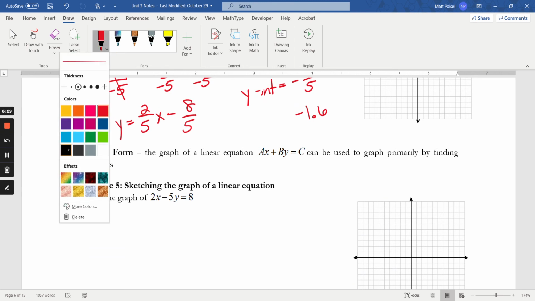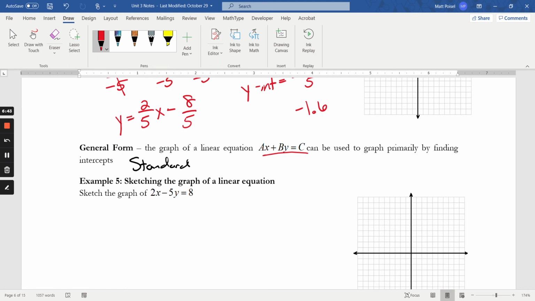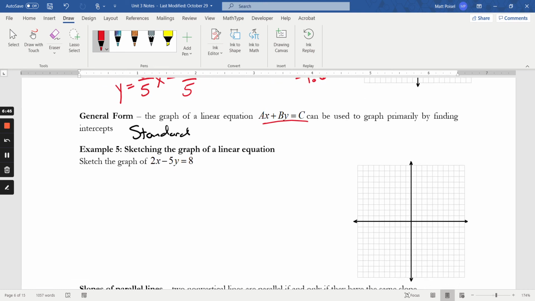The next form we're going to talk about is general form. Sometimes it's also called standard form. Okay, here's what standard form looks like right there. Basically what that means is the x and y are on the same side, and then the constant is on the other side by itself. A lot of times when we're using standard form or general form, we're going to graph using the intercepts.